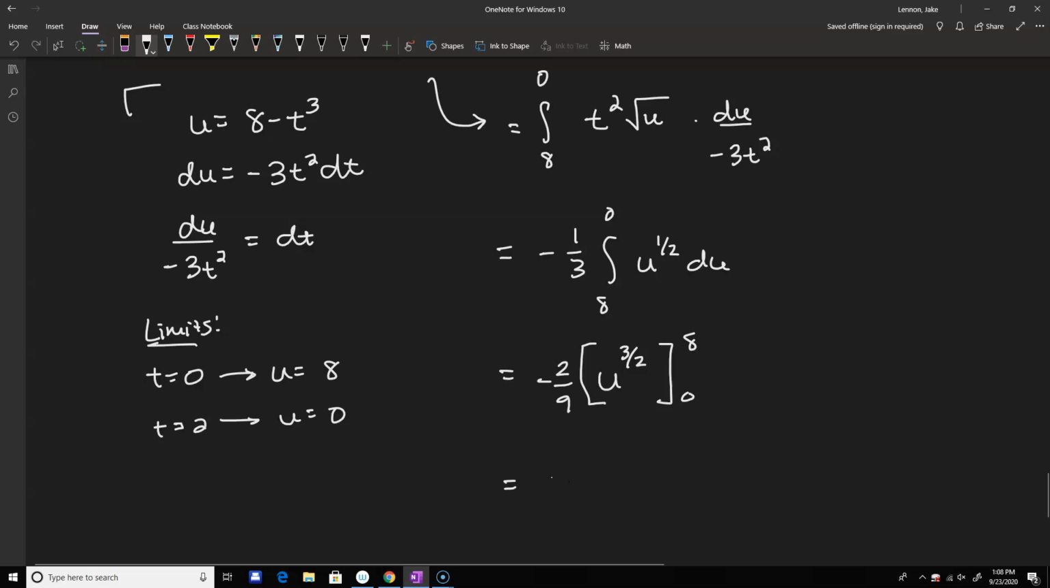And what do we get? We get minus 2/9, and we're going to get a 0. Oh, excuse me, I flipped my limits. That's why something looked funny. It should be from 8 at the bottom to 0 at top. So when you plug in, you get 0, and then you're going to get minus 8 to the 3 over 2, and this will come out to 5.03 or thereabouts when you round off to 2 decimal places.